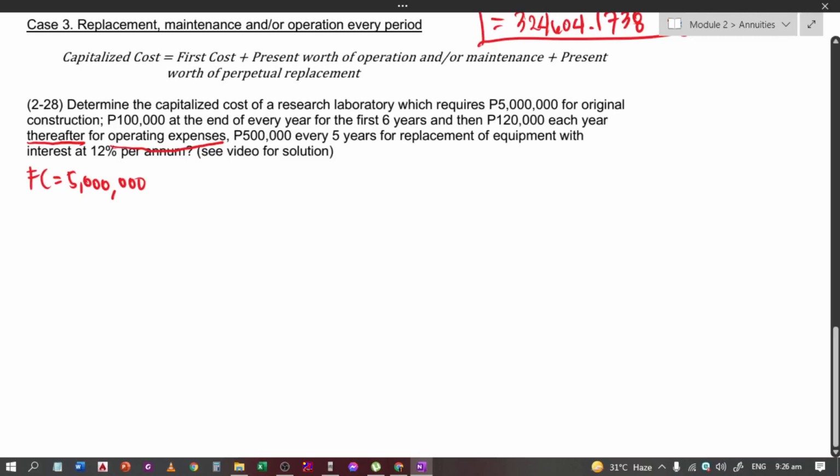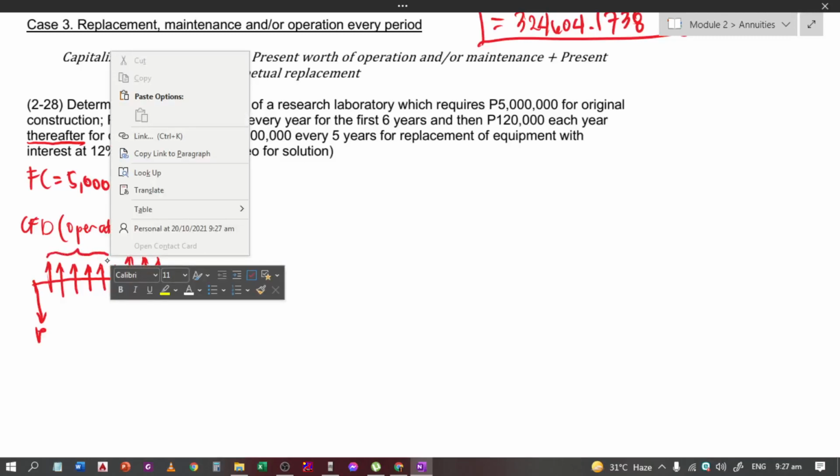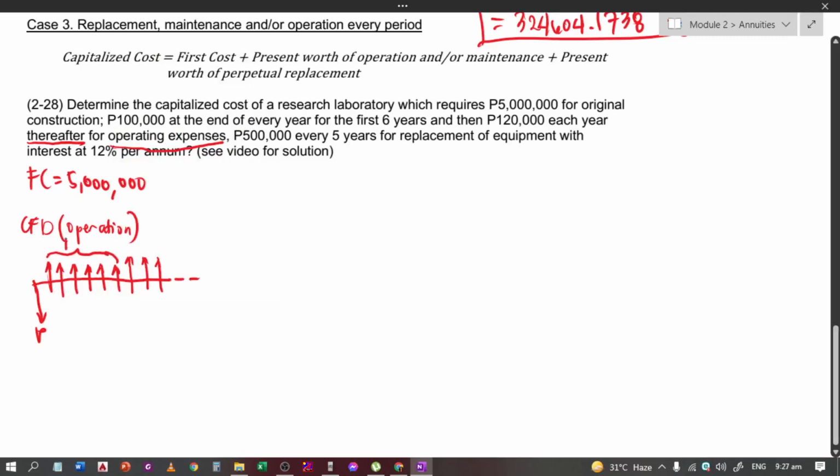So, let's draw the cash flow diagram of the operating expenses. CFD of the operation. For 6 years, 100,000. Then 120,000 each year for the following years. What we are looking for is the present worth. So, for 6 years, 100,000. Then in the following years, 120,000. 1, 2, 3, 4, 5, 6, 7. Then it continues, 120,000. Next, 500,000 is the replacement.